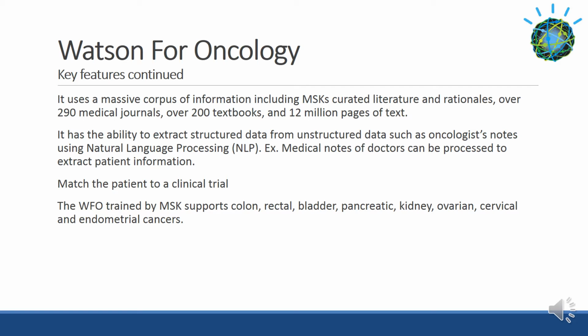Watson for Oncology uses this massive corpus of information, including MSK's curated literature and rationales, over 290 medical journals, over 200 textbooks, and 12 million pages of text. It has the ability to extract structured information from unstructured information using natural language processing. For example, medical clinical notes of doctors can be fed into Watson for Oncology, and structured information such as patient age or gender or their blood type can be extracted from the clinical notes if that information is available.